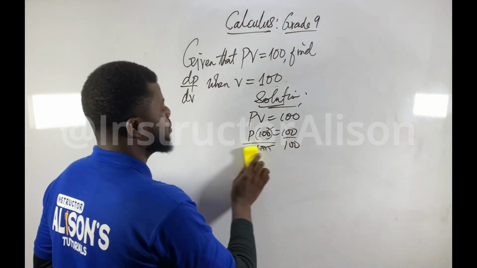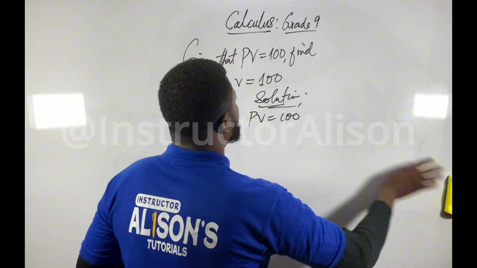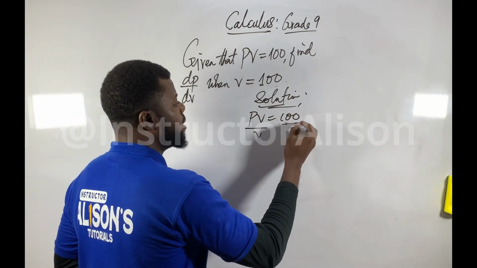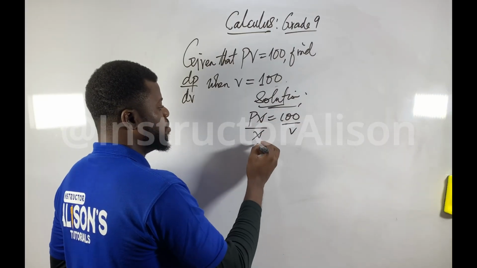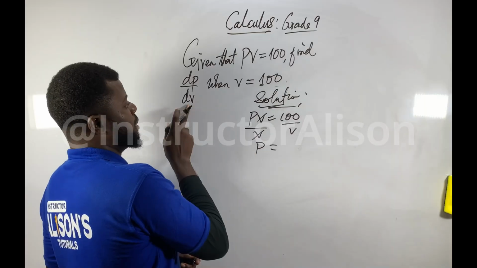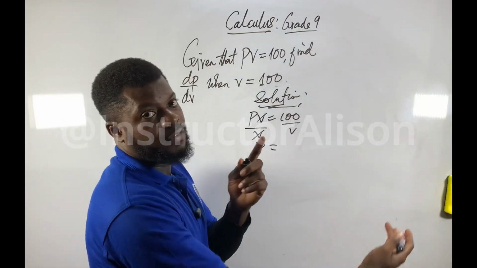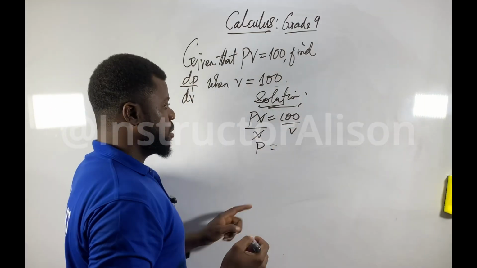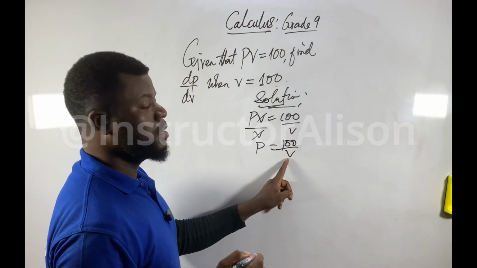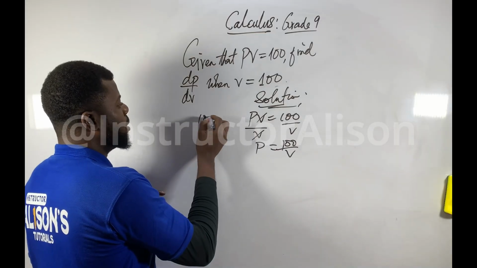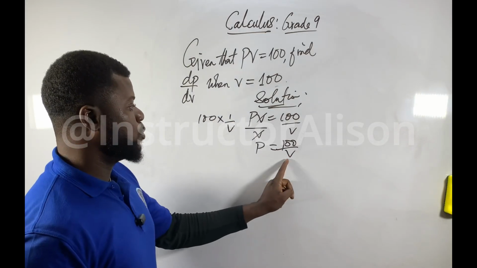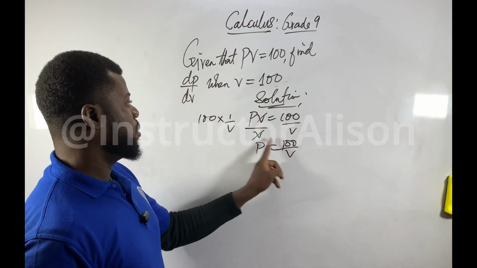See what you will do. When you rewrite the equation, it will be this one. The first thing we do is divide both sides by V. Why do we divide both sides by V? Because we want V on the right, since you differentiate P with respect to V. So I get P equals 100 over V. Now I write this as 100 times 1 over V.